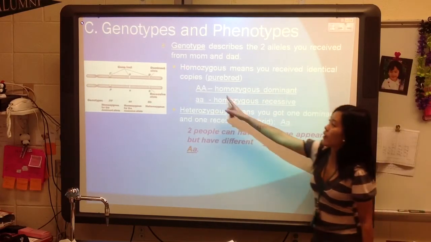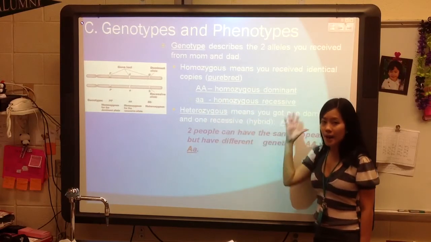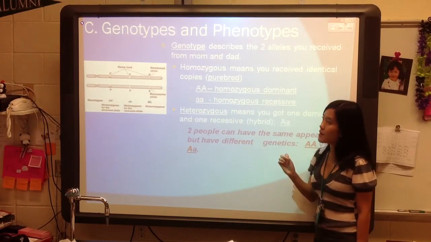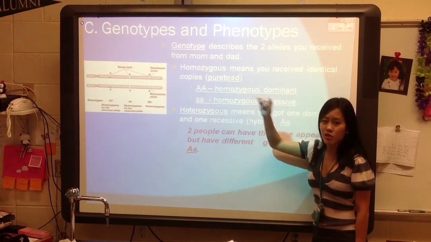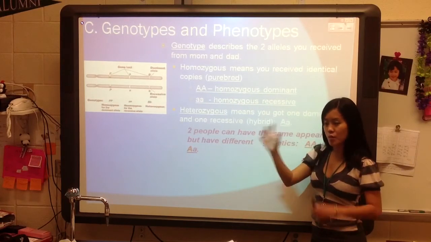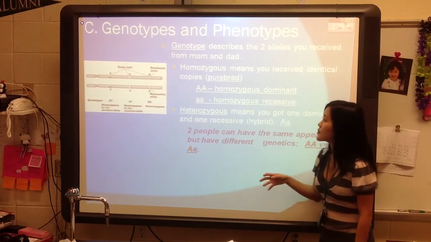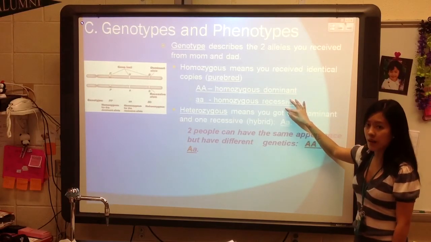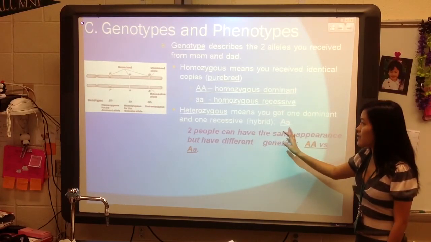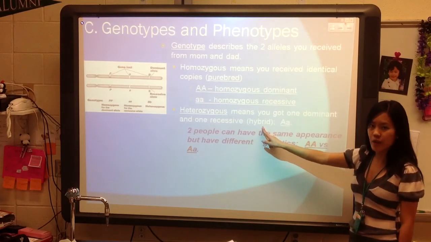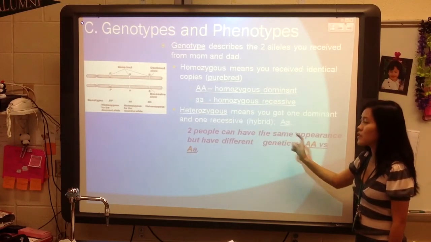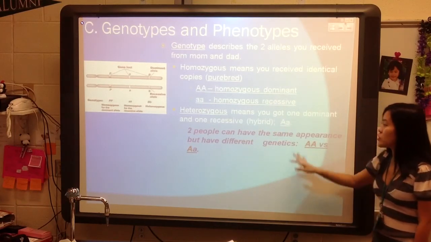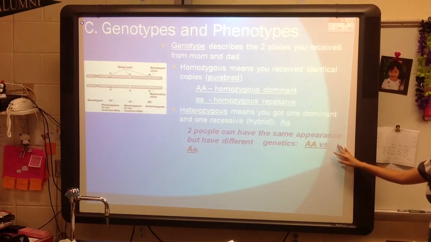So we're really here just describing what it means if you have these different types of letters. Okay? If you have two of the same letter, you're homologous, homo meaning the same. Zygous is referring to what your zygote got, what your sperm and egg gave you. And dominant is always a capital, recessive is always a lowercase. If you're heterozygous, sometimes they call this a hybrid, a mix, and you have a mix of both letters. So two people can have the same appearance, but actually have different genetics.